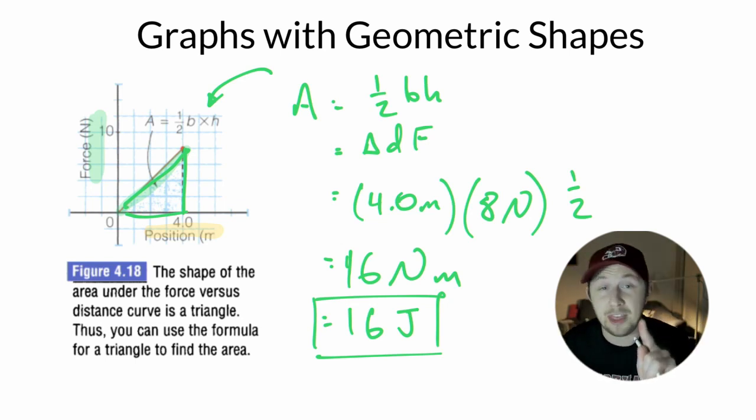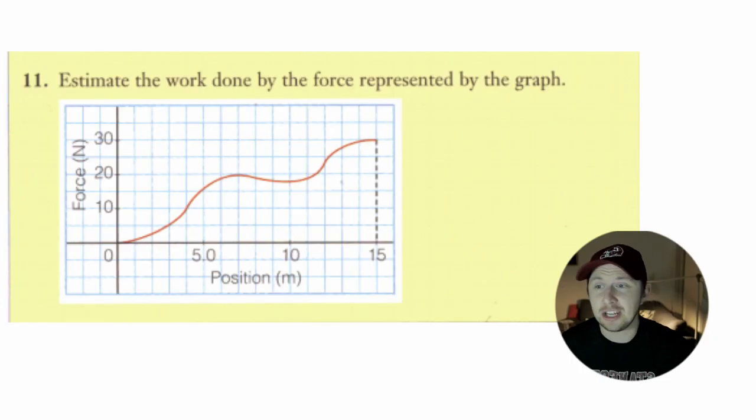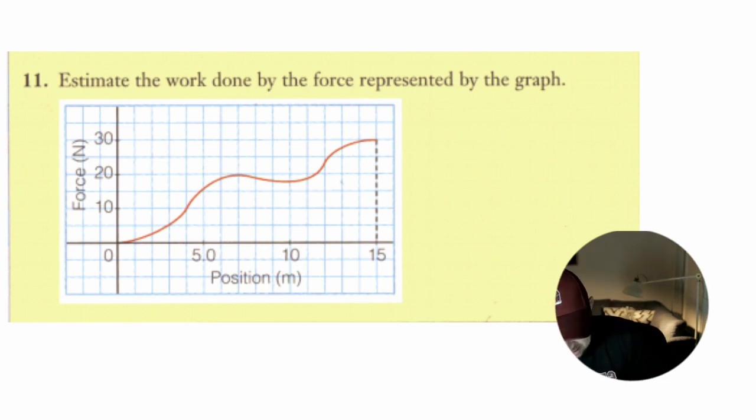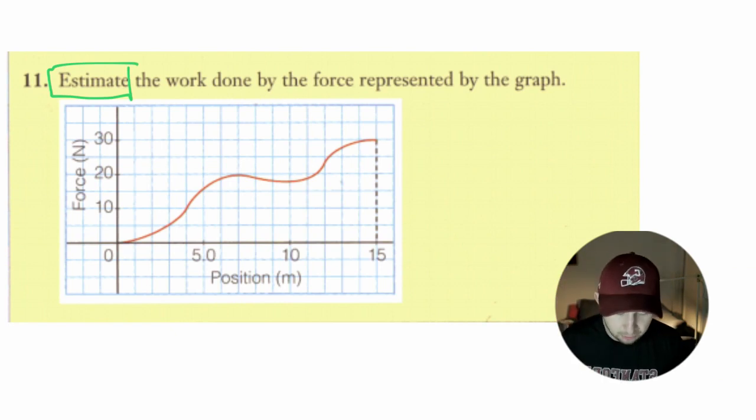Now there's one more thing that's worth talking about. This next type of problem is a little bit different because there are no obvious shapes in there to help us predict. And what you're going to notice is that the language behind this particular problem is different as well. So let's check it out. So this one here, here's where our big language shift is. This time it says estimate the work done on by the force represented by the graph.